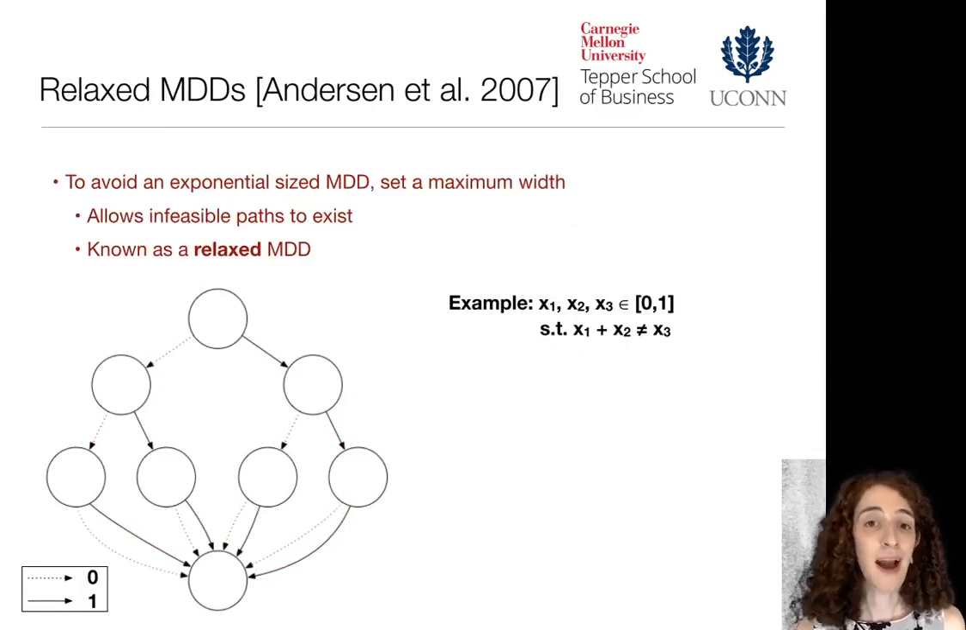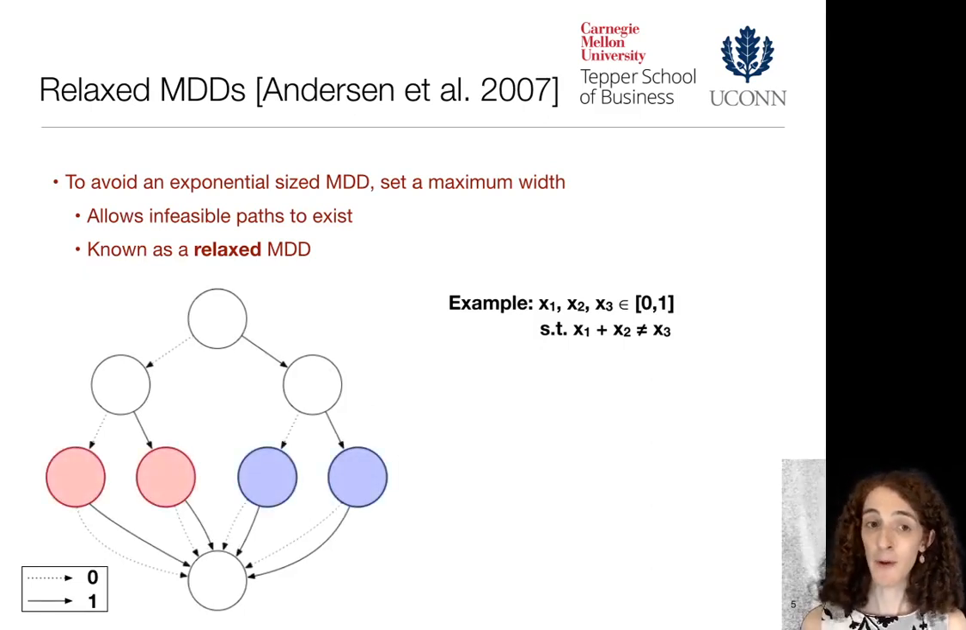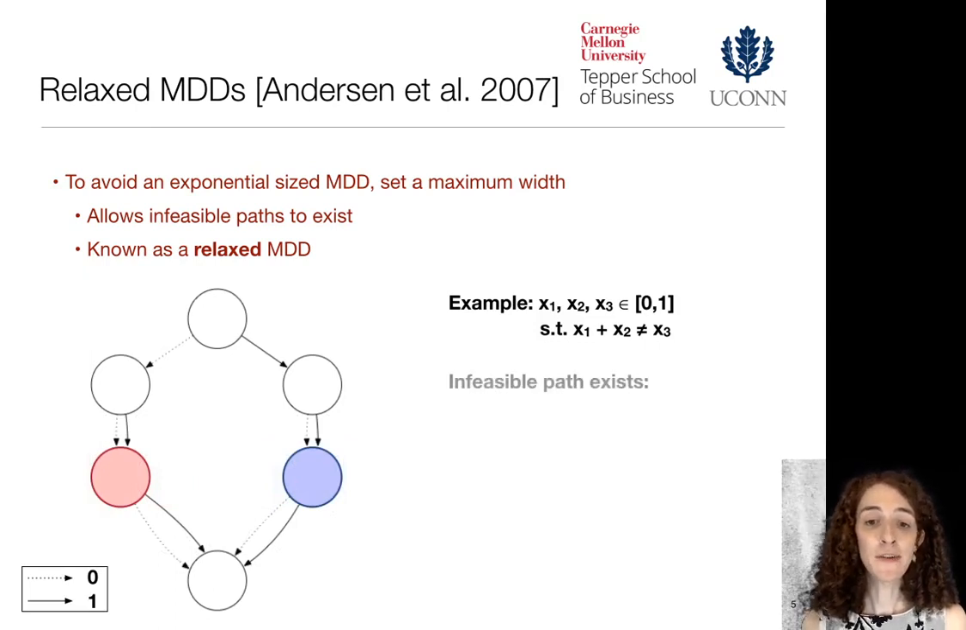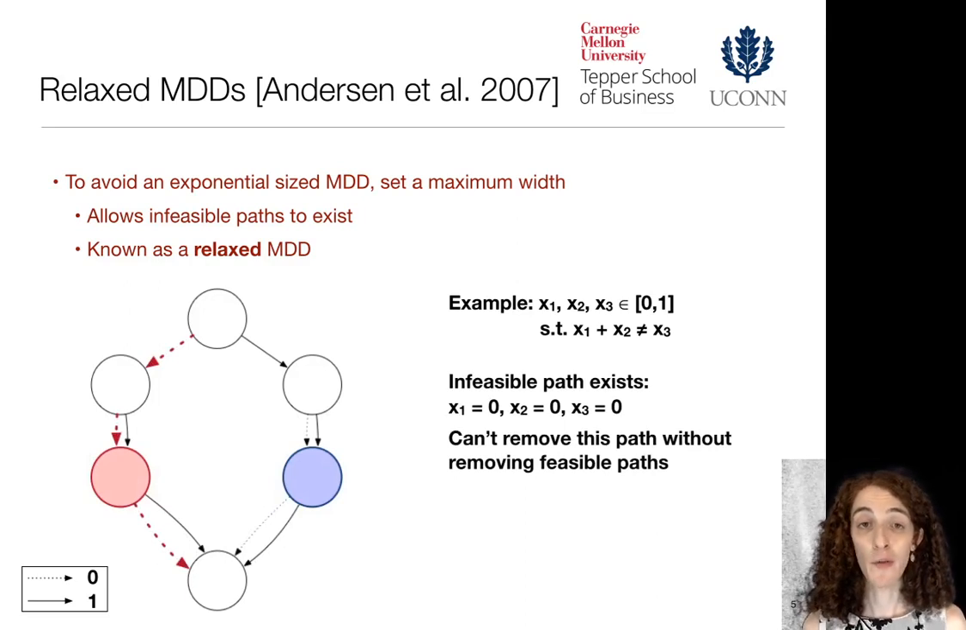Relaxed MDDs set a maximum width. If any layer would have more nodes than that width, then those nodes are merged together such that you might introduce new infeasible paths, but no feasible paths are removed in the process.